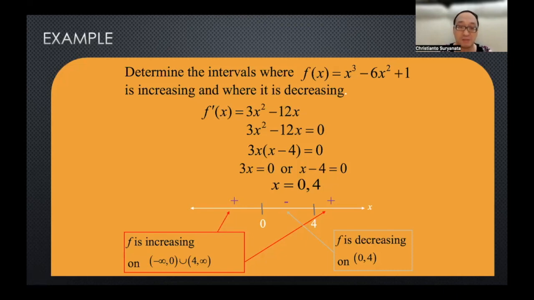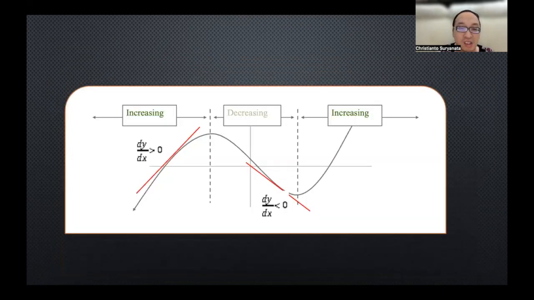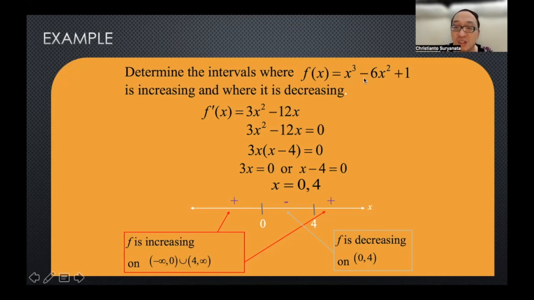Let's see the example. Determine the intervals where the function f(x) is increasing and where it is decreasing. Based on this information, we can find the increasing and decreasing intervals from the first derivative. So we have to differentiate this function: x cubed minus 6x squared plus 1 is differentiated to become 3x squared minus 12x.